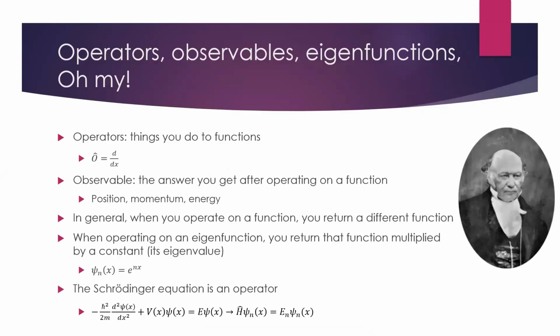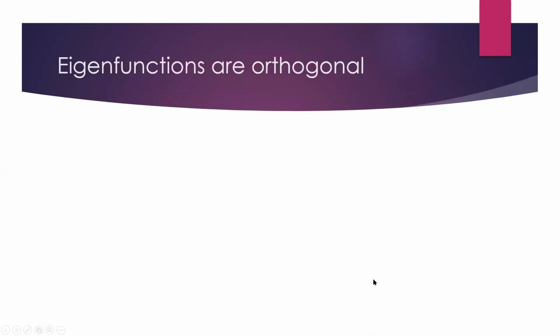So now what we want to do is talk about how we can work with these eigenfunctions and these eigenvalues, and what we can actually do with them now that we know that they exist. Eigenfunctions have a couple of unique properties that help us work with them and greatly simplify a lot of the quantum mechanics that we have to do. The first one is that eigenfunctions are orthogonal.